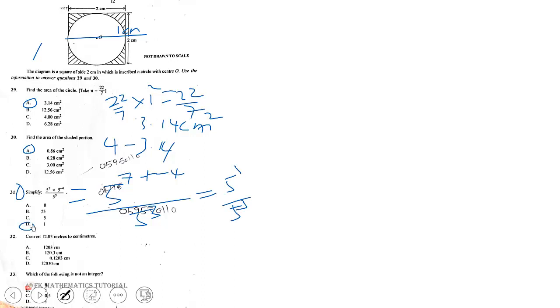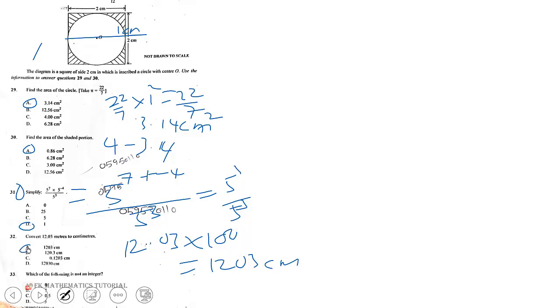Convert 12.03 meters to centimeters. So meters to centimeters, you multiply by 100. So 12.03 times 100 will give you 1203 centimeters. So that will be option A.